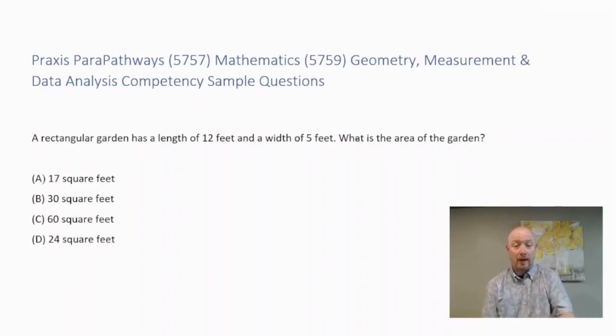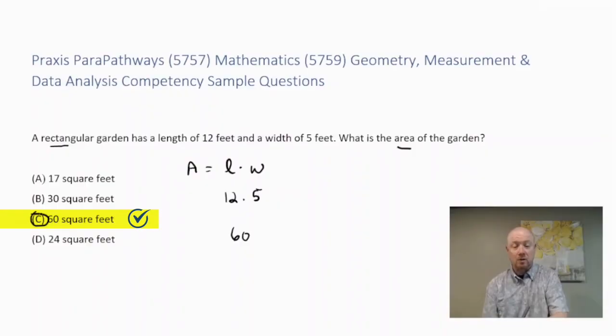All right, so we want area, and we want to know what shape we're dealing with. So we're dealing with a rectangle. The area formula for a rectangle is length times width. So we're going to take our length of 12 and multiply by our width of 5, and 12 times 5 is 60. So our correct answer here, with the correct units of measure, would be C, 60 square feet.